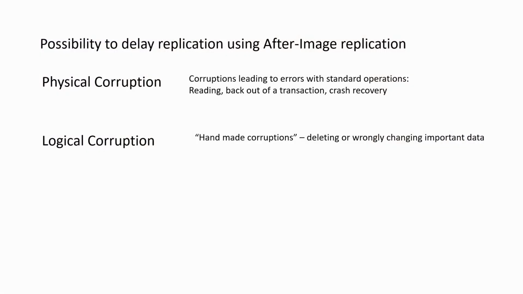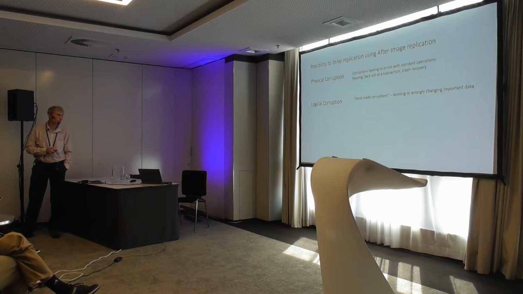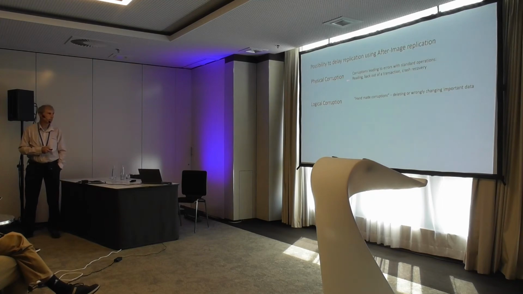As I mentioned before, you can use after-image replication for delaying. And I do this because besides the physical corruption, there is also a logical corruption when someone does something which is not supposed to happen. And then obviously replication will carry it immediately everywhere.